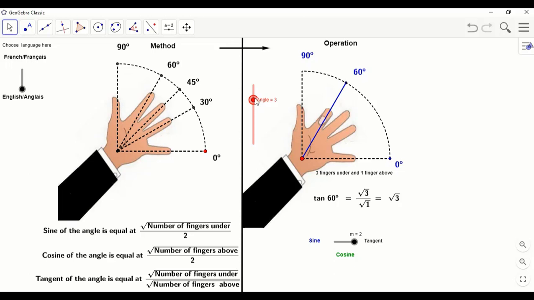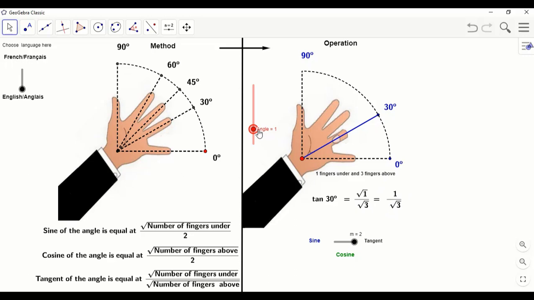If you move to 45 degrees, number of fingers above, there are 1, 2. Number of fingers under, there are 1, 2. So 2 fingers under, 2 fingers above. Find the square root of 2 divided by square root of 2, and that is 1. If you go to 30 degrees, we have 3 fingers above, 1 finger under. You can see it, 1 finger under, then 3 fingers above, and that is square root 1 over square root 3, which ends up as 1 over square root 3.